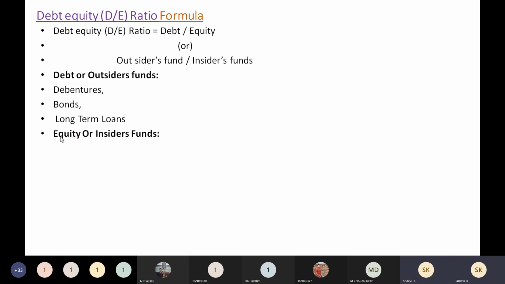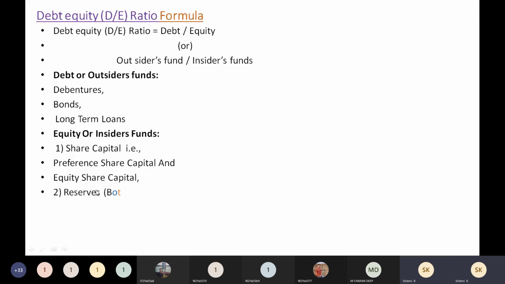Coming to the equity or insiders' funds, all these, even outsiders' funds and insiders' funds, will be available in the liabilities. When a balance sheet is given, we can see on the left side, the liabilities side, as we can call it. Insiders' funds include share capital. This share capital may be preference share capital and equity share capital. Whatever share capital is given, you include in the insiders' funds.